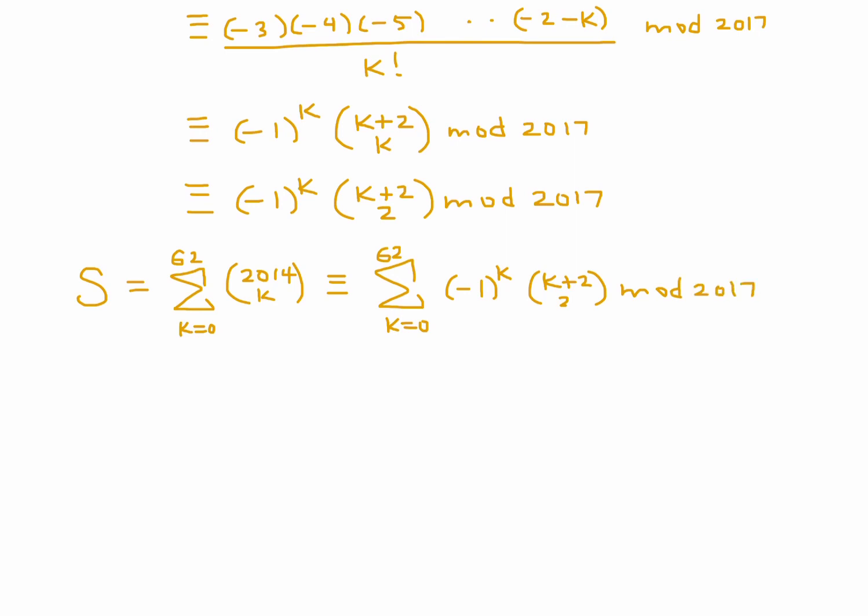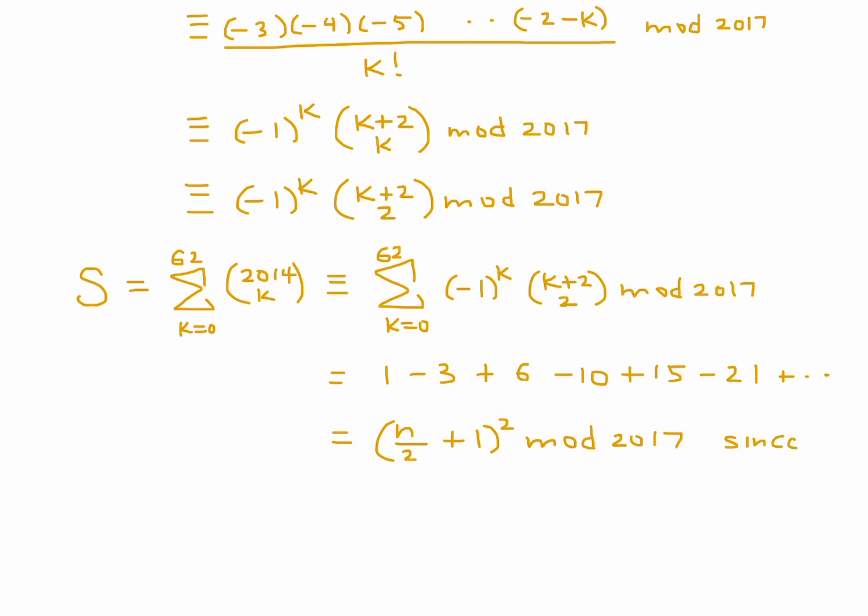And when you do this out, just for the first few terms, I'll write them out. We get 1 minus 3 plus 6 minus 10 plus 15 minus 21, and so on, right? And this is actually equivalent to (n/2 + 1) squared mod 2017, since our 62 is even. And this will only work for even numbers, that formula.